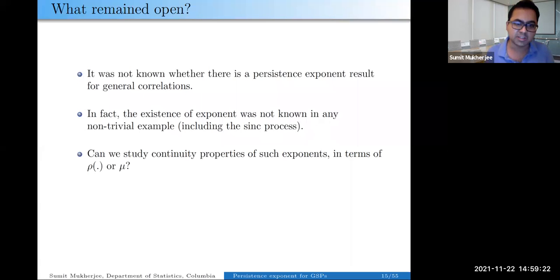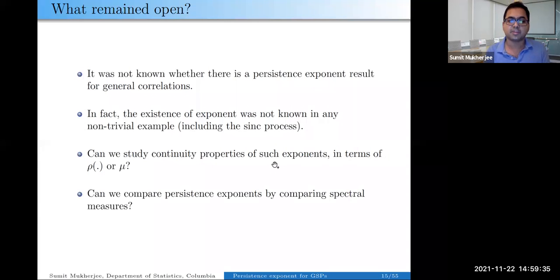So a follow-up question is, if we do know that there's an exponent, can we say something about this exponent? Can we say something about continuity, or maybe finiteness, or positivity, anything? And another follow-up question is, can we compare exponents, right? This is another question that one can ask.